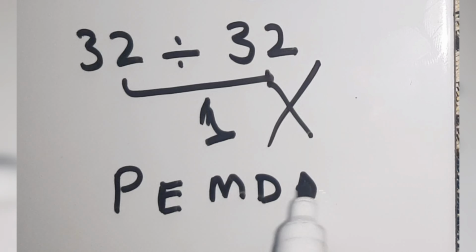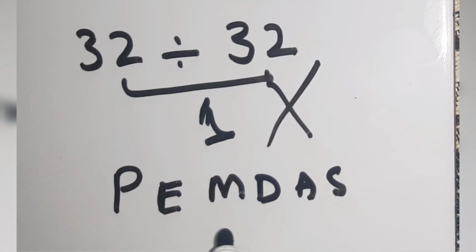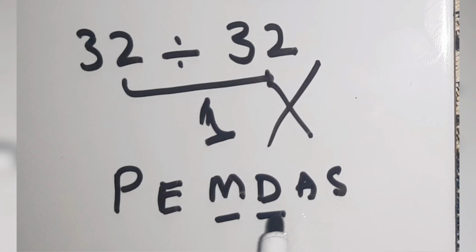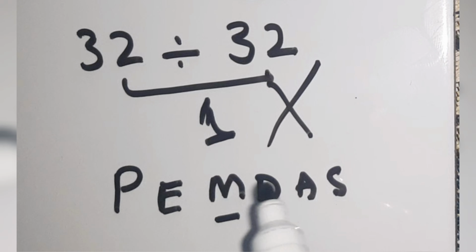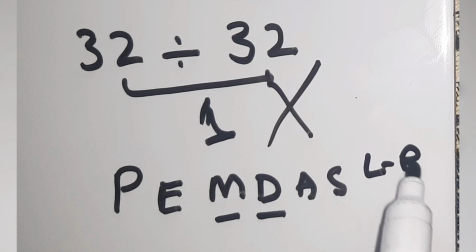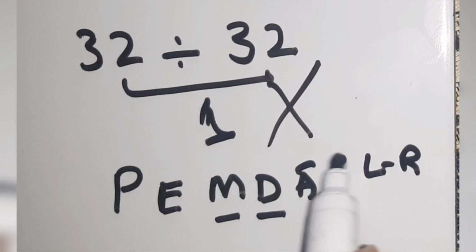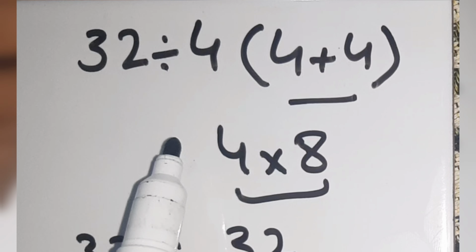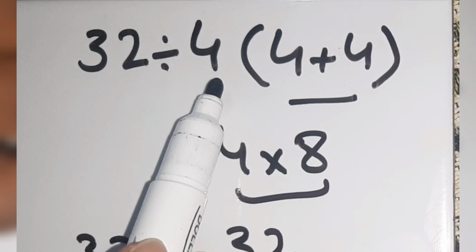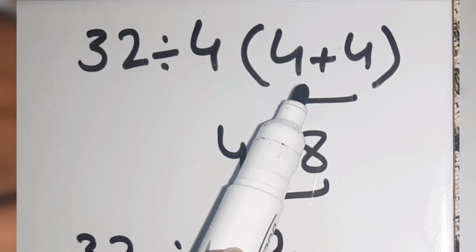division, finally addition or subtraction. Remember that multiplication and division have equal priority. Always work from left to right. The same applies to addition and subtraction. So here in this expression, one is division, multiplication, parentheses, and also addition.